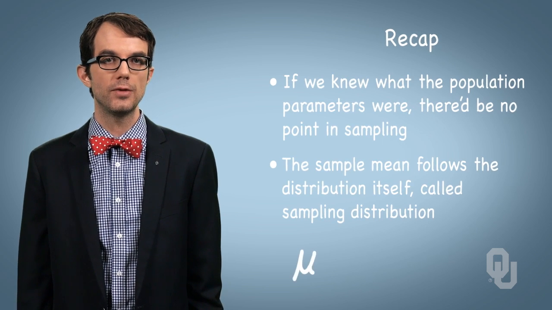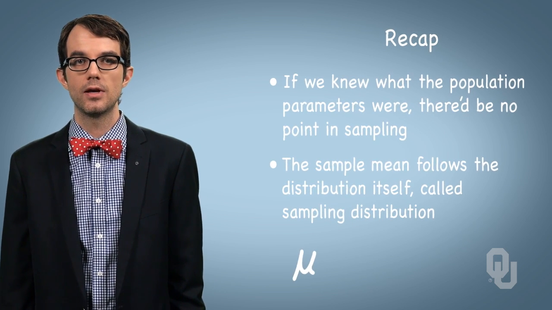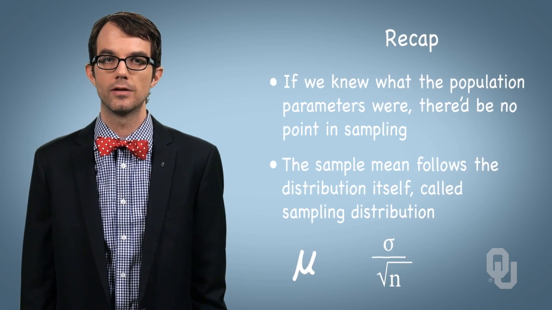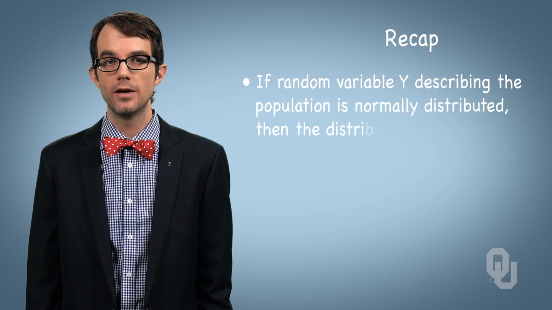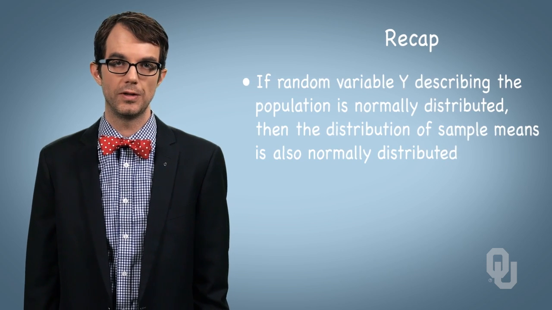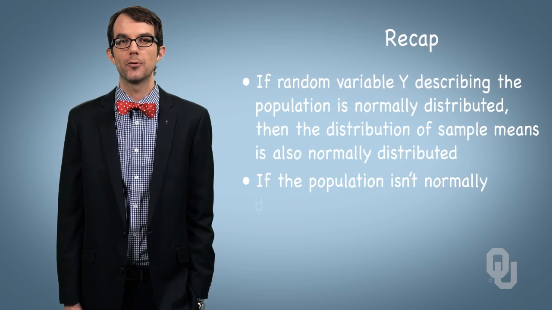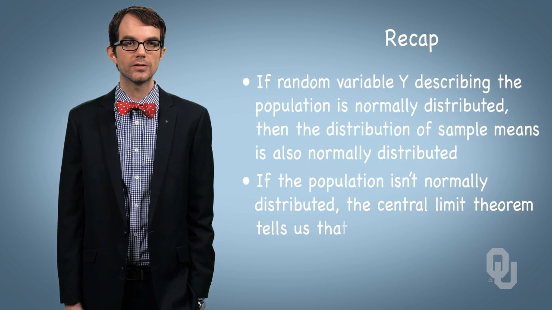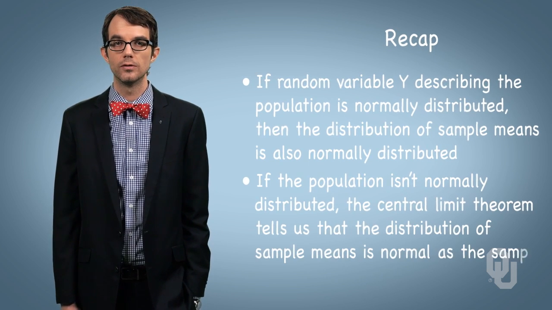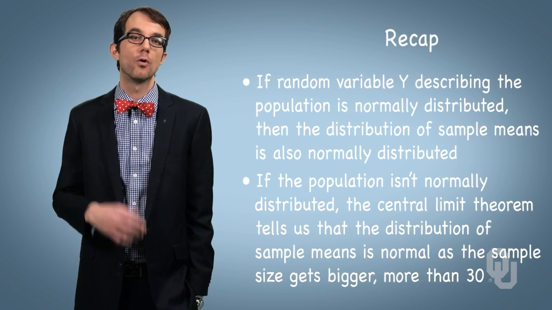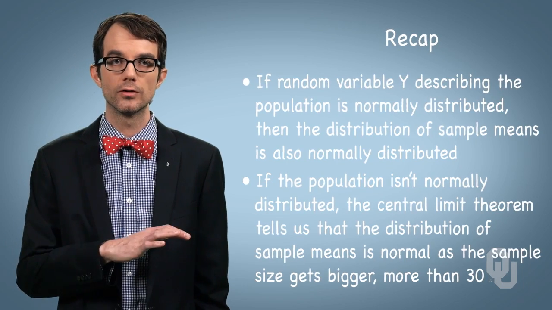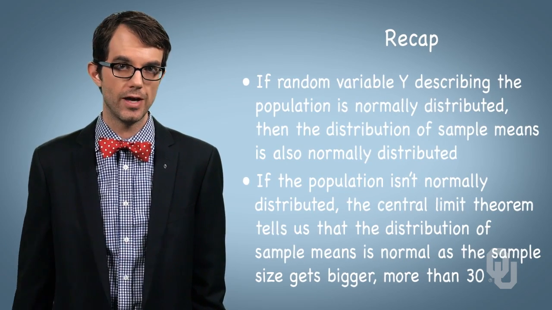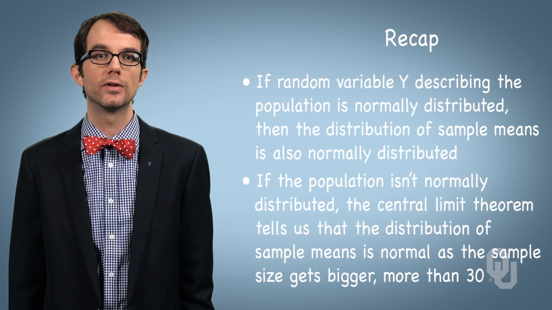It has parameters mean mu, the mean of the originating population, and standard deviation sigma over root n, where sigma is the standard deviation of that originating population. If random variable y describing the population is normally distributed, then the distribution of sample means is also normally distributed. And even if the population isn't normally distributed, the central limit theorem tells us that the distribution of sample means is normal as the sample size gets bigger, more than 30 or so. For example, if the population is skewed in one direction or another, that is, if the population has a really long tail, n will have to be large before the normal distribution works well.